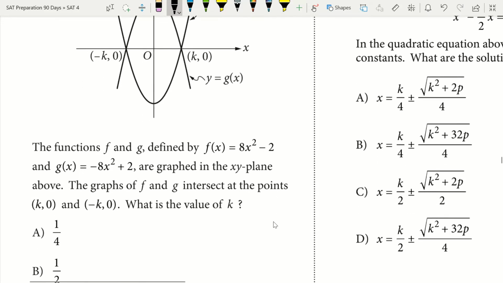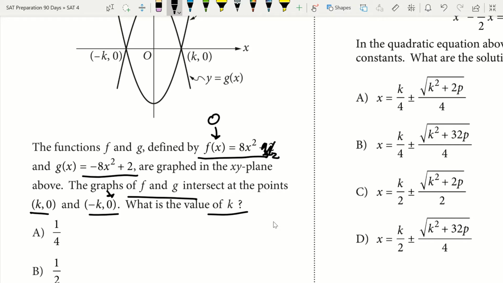All right, so I'm told f and g are defined by this and this. They're graphed in the xy plane. Graphs of f and g intersect at points k, 0 and negative k, 0. What's the value of k? Well, I can go ahead and use the fact that y is going to be 0, or that f of x will be 0, so I'll plug 0 in there. I'll add 2 to each side to get rid of that.